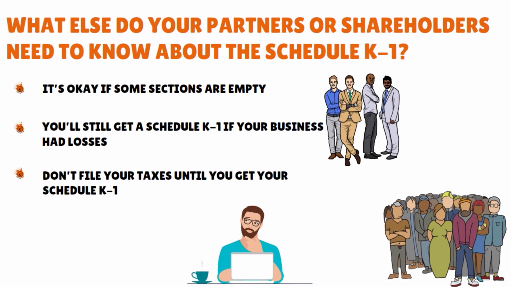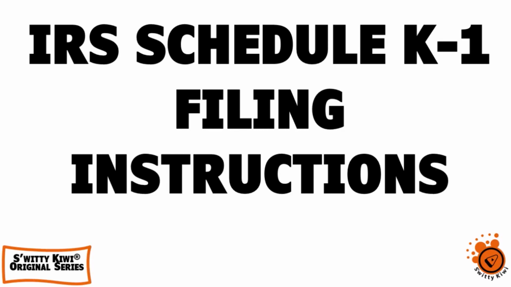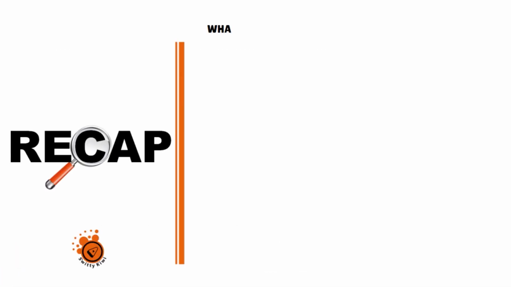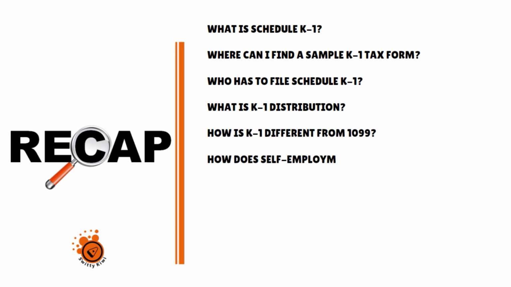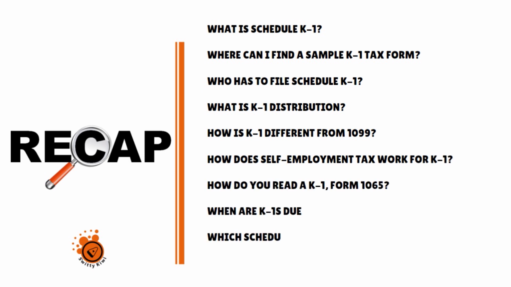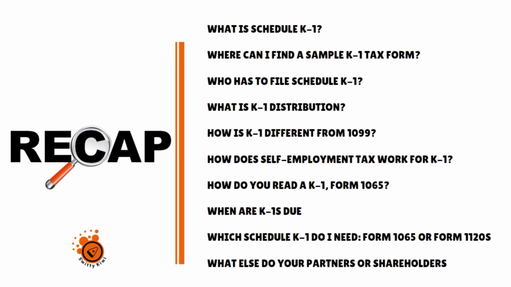All right, folks, this is it for today's conversation. I really appreciate your help. Thank you so much for your attention. Today I was talking to you about the Schedule K-1 instructions. I explained what a K-1 is, where you can find a simple K-1 tax form, who has to file Schedule K-1, what K-1 distribution is, how K-1 is different from 1099, how self-employment tax works for K-1, how to read a K-1 Form 1065, when K-1s are due, which Schedule K-1 you need, Form 1065 or Form 1120S, and what else your partners or shareholders need to know about the Schedule K-1.